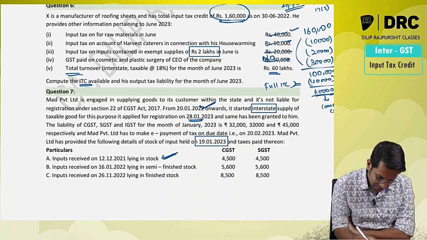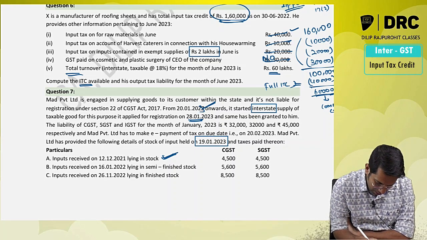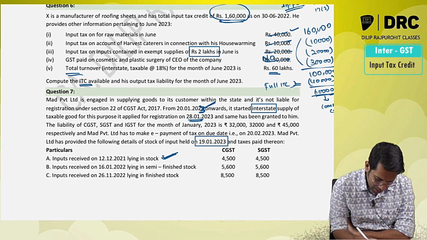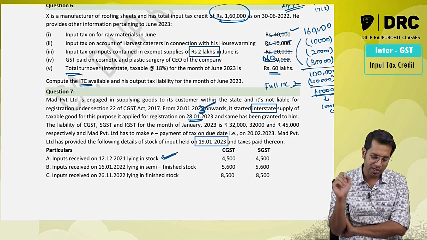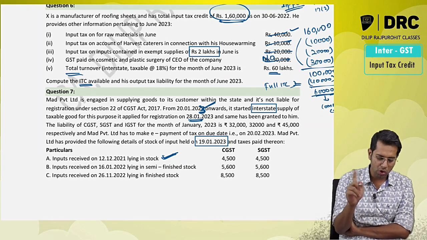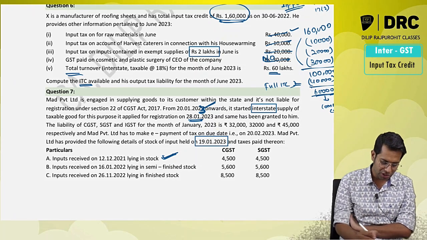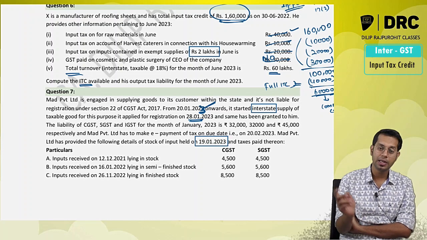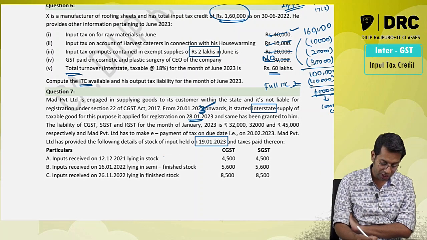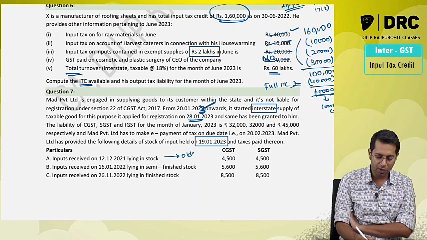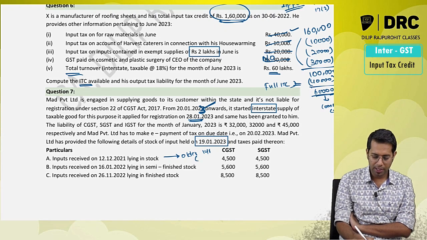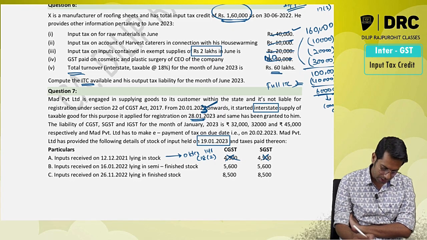Okay, there is one mistake which I have done over here. So on 20th January 2023 I became liable and I applied for registration on 28th and it was granted to me. Now I purchased a few items in the year 2021, so it is older than 1 year. So here what will apply, sir? Section 18 subsection 2 will apply. ITC cannot be taken on this item.